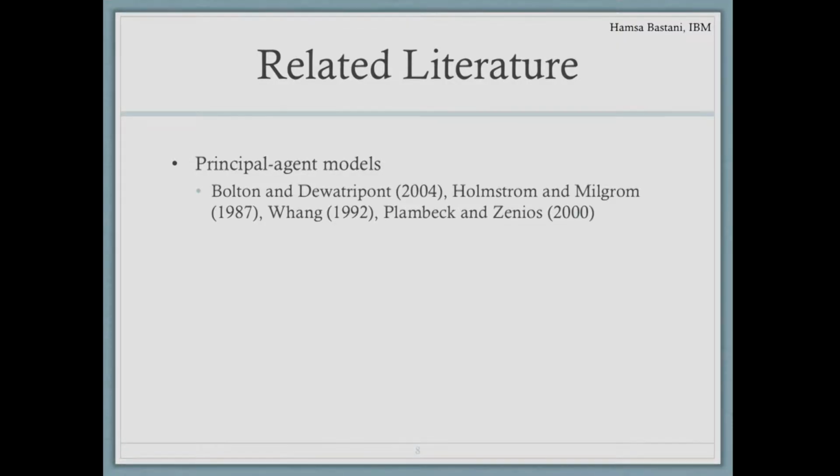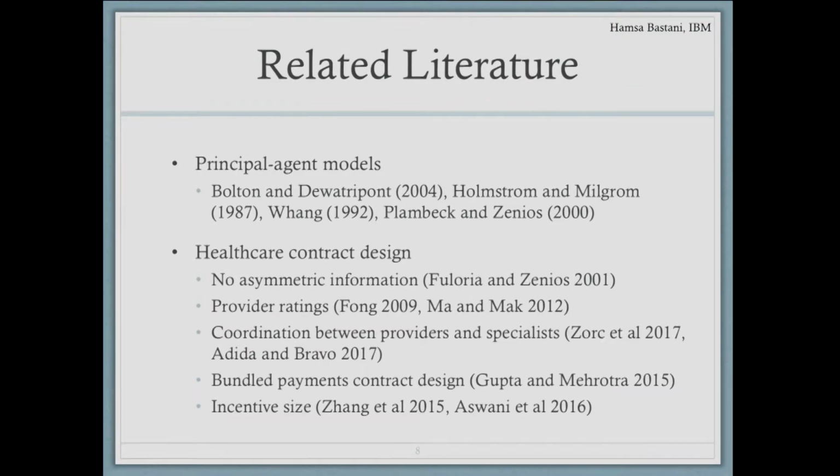So very briefly about related literature, there's a lot of work in econ and contract theory about principal-agent models. I'm not even going to try to go over that. There's less work on healthcare contract design. People have looked at things like what happens when there's no asymmetric information, or how we can provide reputation scores for providers to help better assign patients. People have looked at possible collusion between referrals and general physicians, and how you can design contracts to mitigate that, bundled payments, and so on.